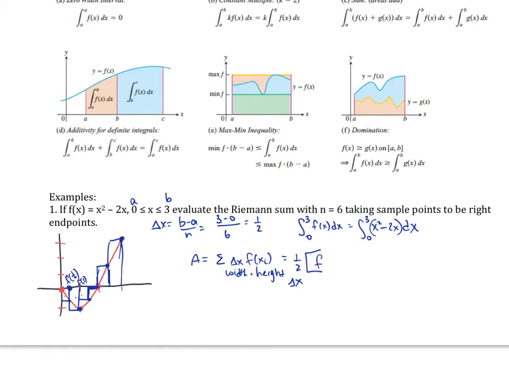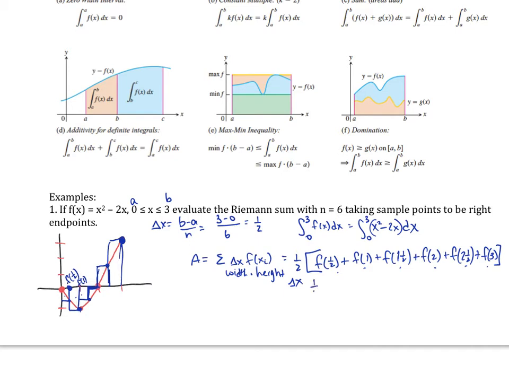So this first rectangle will be at f of 1/2. The second rectangle will be at f of 1. The third will be at f of 1.5. Then f of 2. Then f of 2.5. And my sixth rectangle will be at f of 3. So 1, 2, 3, 4, 5, 6 rectangles. Okay, so my sixth rectangle was at this last spot, f of 3. My first rectangle was shifted over by 1/2.